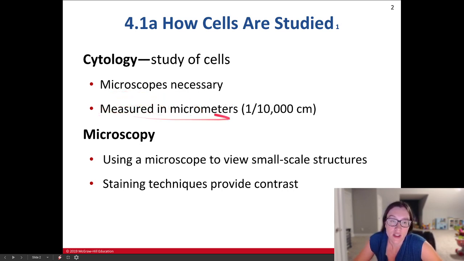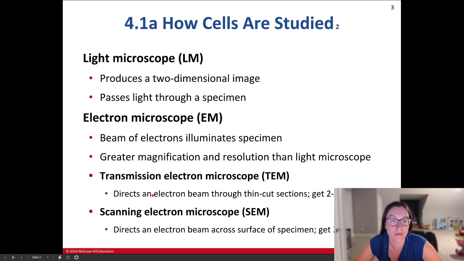So cells are very small. They're measured in micrometers, and we need to use a microscope to view them. And we need to stain them with different staining techniques. And I'll talk a little bit more about staining techniques in our histology lab.